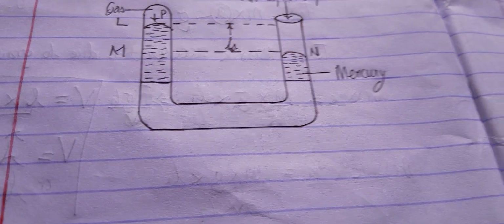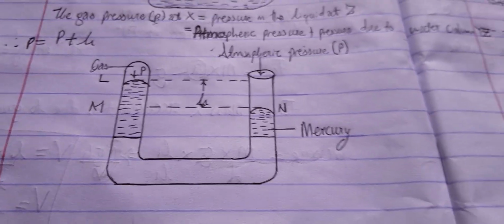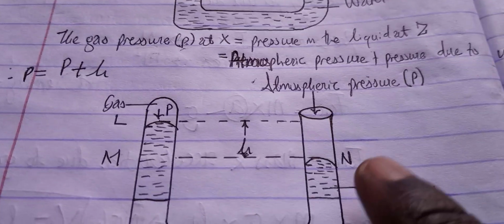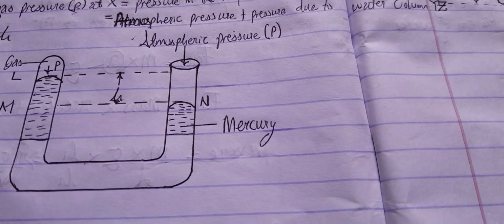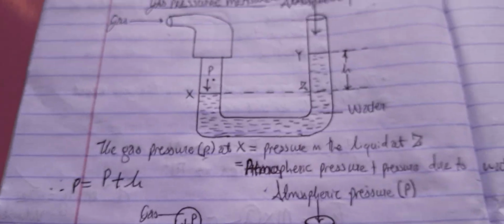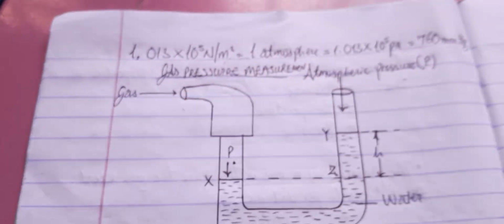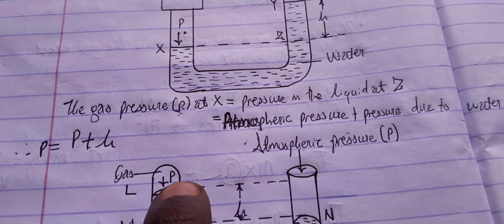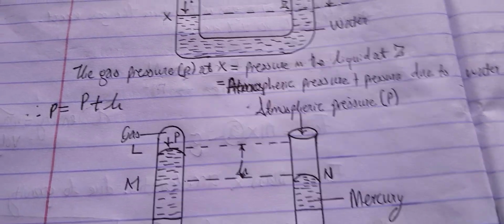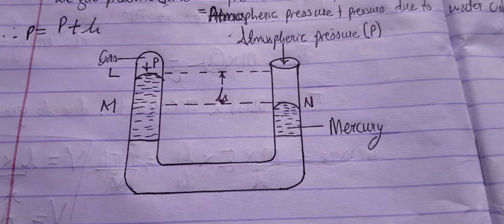What if we have this kind of diagram? What formula are we going to be using? And what we have here this time around is not water, it's mercury. So what's the formula? You need to note something. There is an opening here. In this case, there's no opening. So the formula definitely is going to be different.